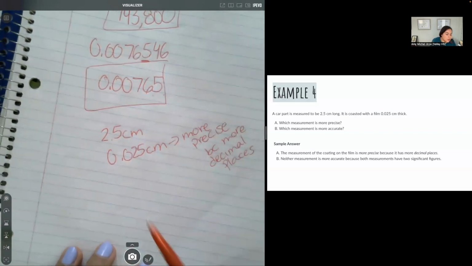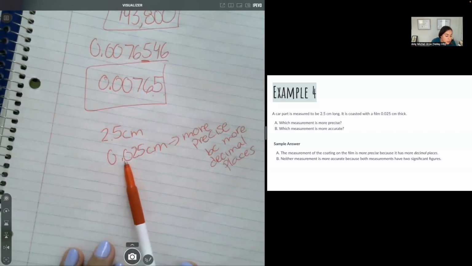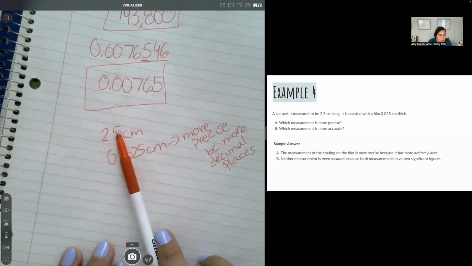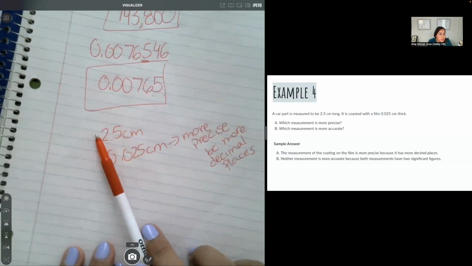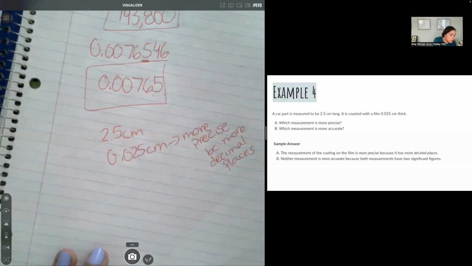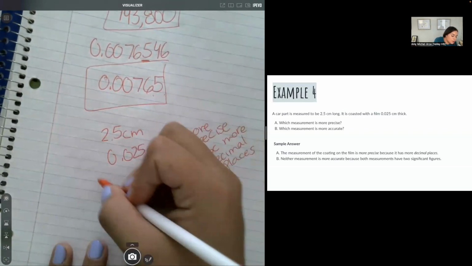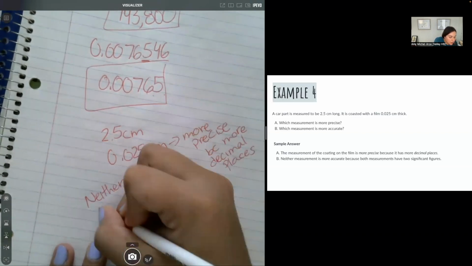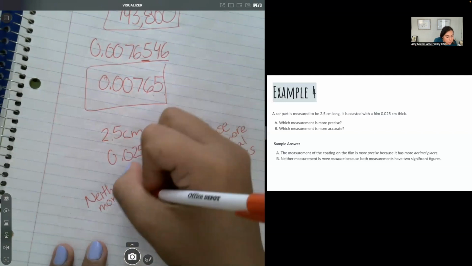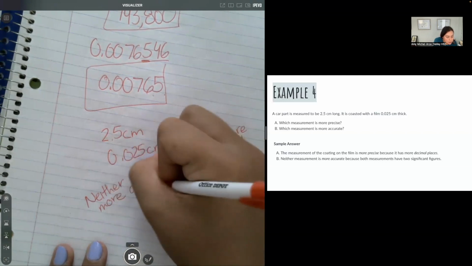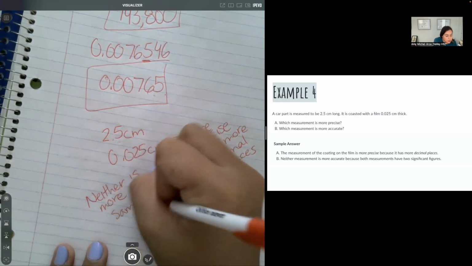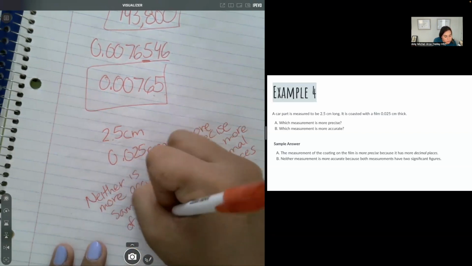And here, 0.0, these are not significant. The 2 and the 5 are, so this has 2 sig figs. The one up here has these 2 non-zero numbers that are significant, so they both have 2 significant figures. Neither is more accurate, same number of significant figures.